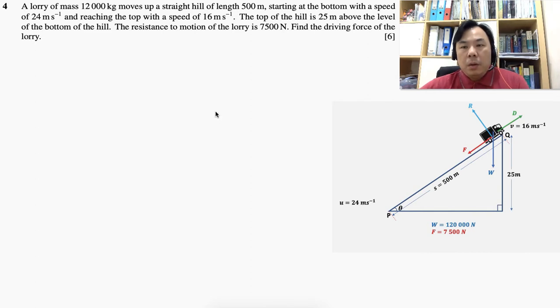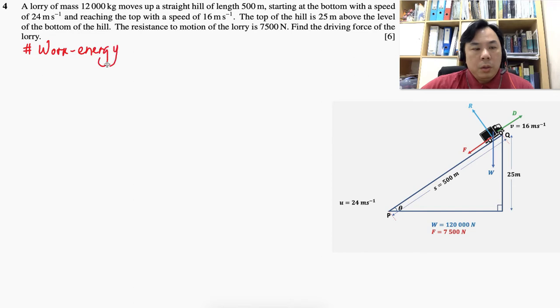Now, how are we going to solve this? Okay. Now, generally there are a few methods here, so I'm going to show you some of the methods that are available to analyze this situation here. Method number one, we're going to use the work energy principle. Okay, so I'm going to write it down here. First method, work energy principle.